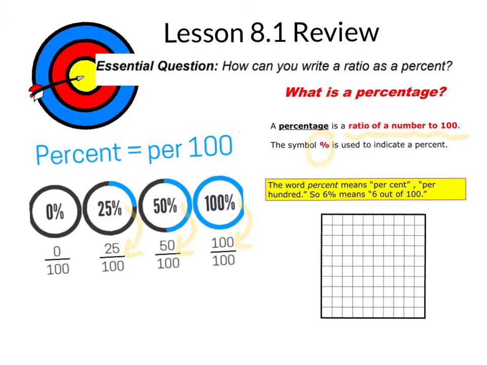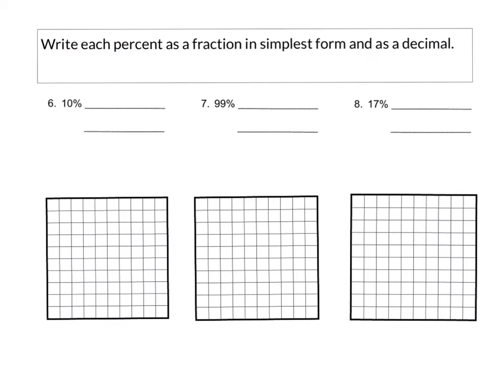This symbol is used to indicate a percent. So if we are talking about 6%, it would mean 6 out of 100. If I wanted to show that on the grid, I would color in 6 out of the 100 grid squares. Write each percent as a fraction in simplest form and as a decimal.